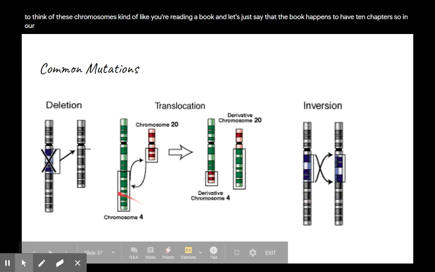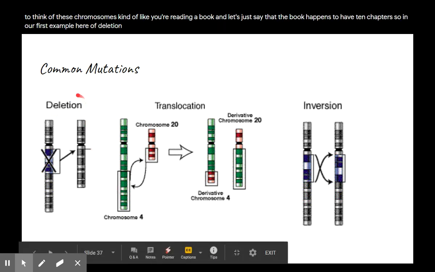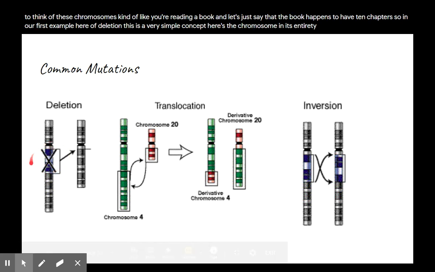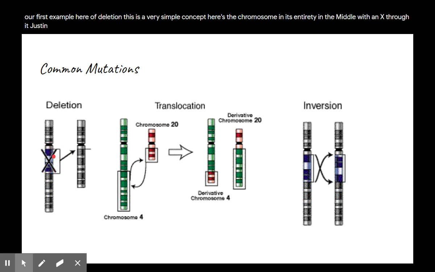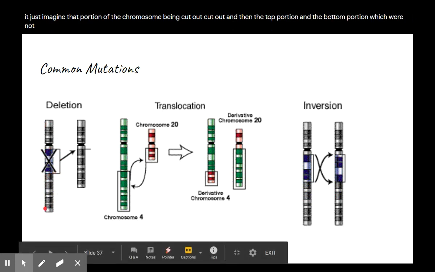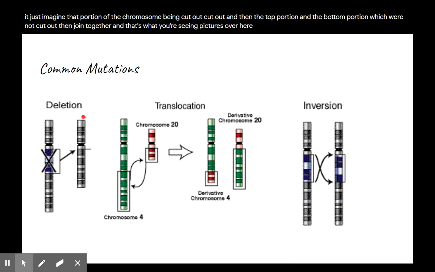So in our first example here of deletion, this is a very simple concept. Here's the chromosome in its entirety. And you can see a portion of it here in the middle with an X through it. Just imagine that portion of the chromosome being cut out, and then the top portion and the bottom portion, which were not cut out, then joined together. And that's what you're seeing pictured over here.